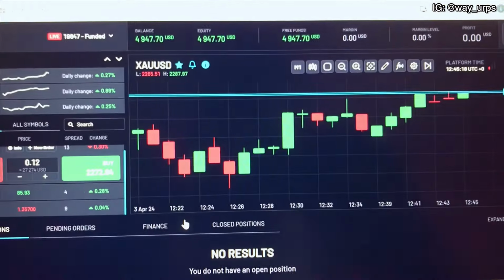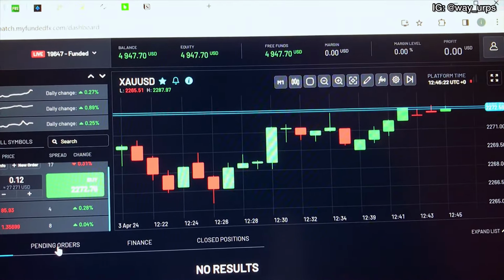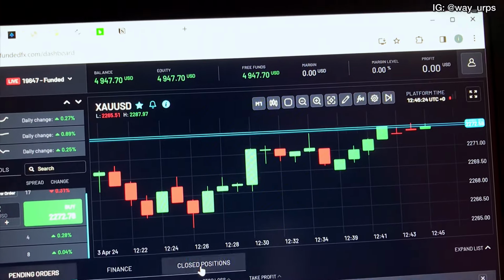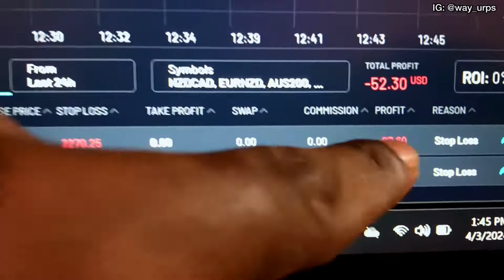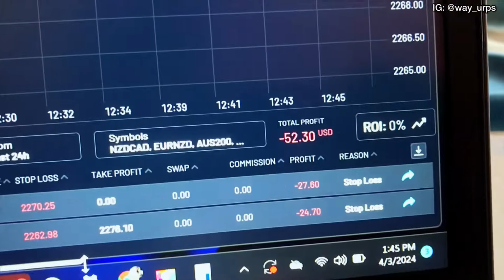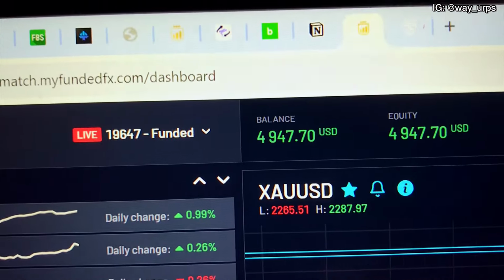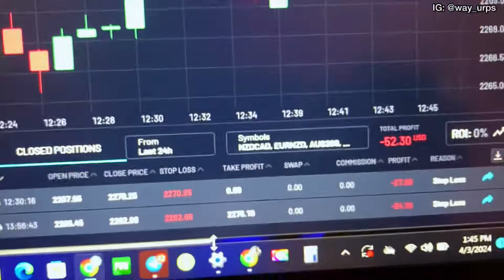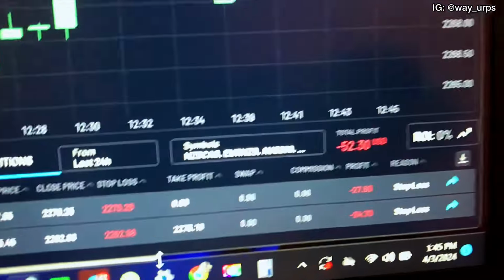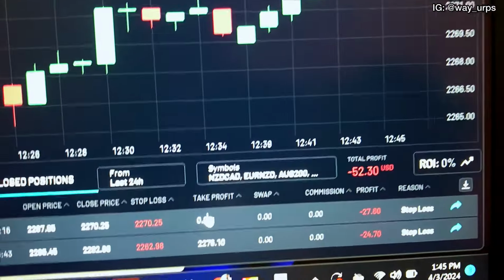Bro. Too many losses in a row. Crazy thing. So close trade. So this is the trade here, this one on top. This is what my account balance looks like right now. I'm down 1% approximately at the moment. So let's see, guys, I'm still managing my risks like we've always been doing.